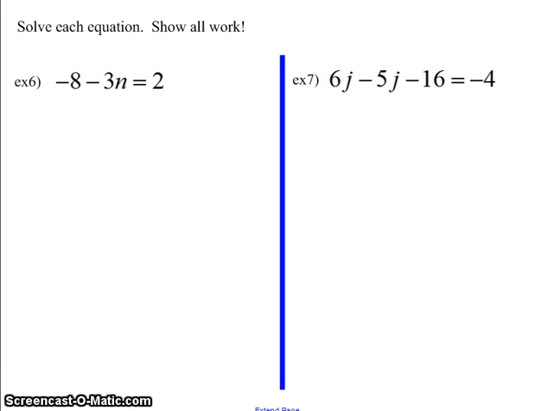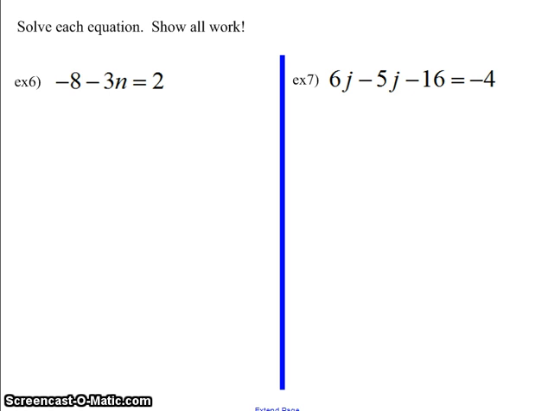For example 6, I'm going to have you copy that into your notes and try it on your own. See what you get. By all means, if you have questions on it and you think that you may have done something wrong, bring it to your teacher as soon as you can to get your questions answered. But I'm going to jump right over to example 7 here.